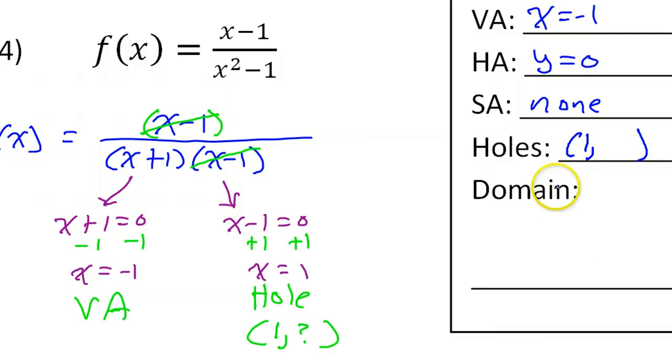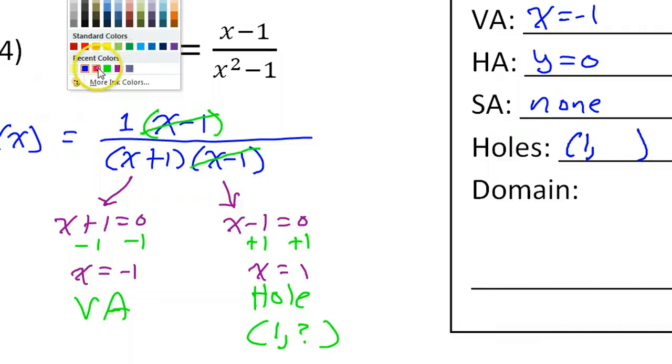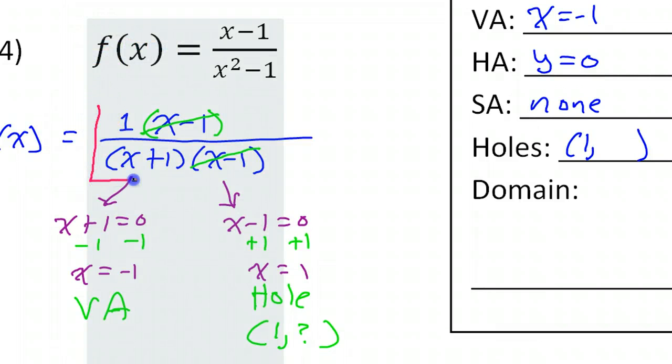I need to know the y value. I can find that by typing this function into the calculator without the parts that we would cancel out. Otherwise we'll just have an error there because it's undefined. So consider this to be a 1 up here. So this is what I'm going to type into my calculator. 1 over x plus 1.